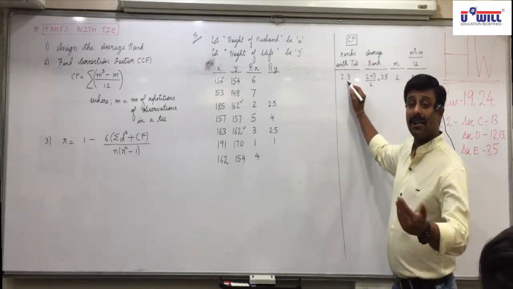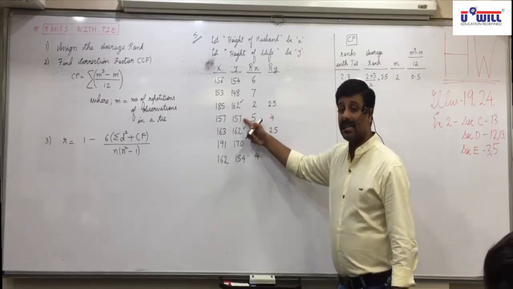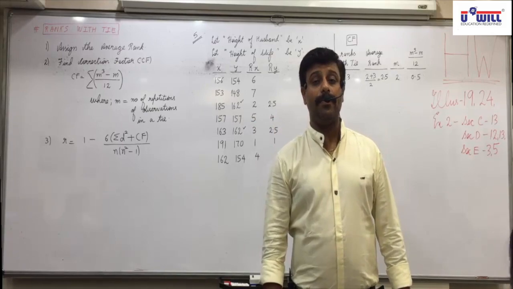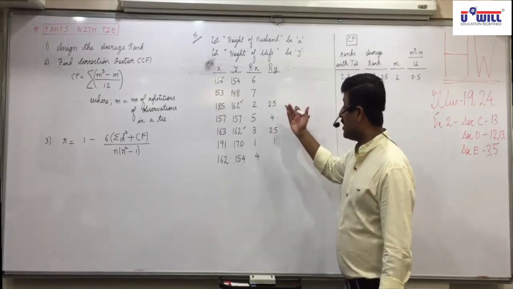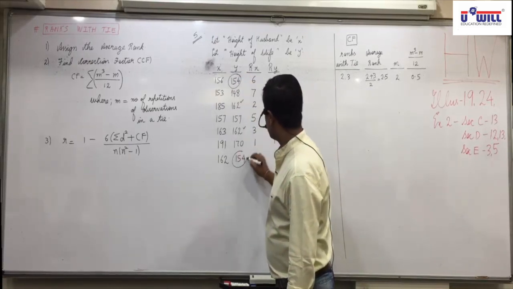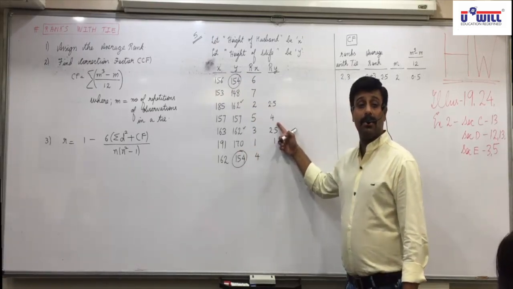So after 3, which rank will come? So 162 is the number, next 157 will get 4th rank. Anyone not clear with this still? After 157, which is the number? 154. But that again comes 2 times. Yes. So after 4, there is a tie in which numbers?